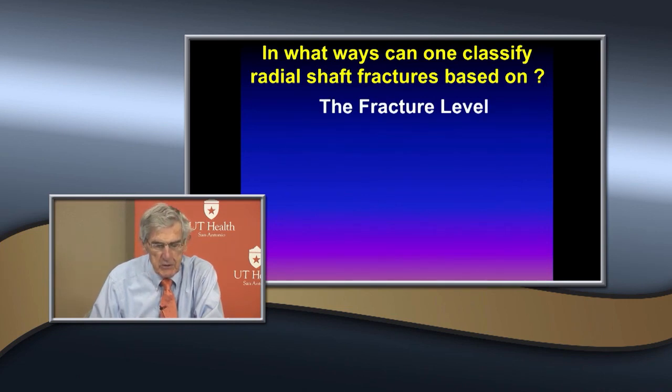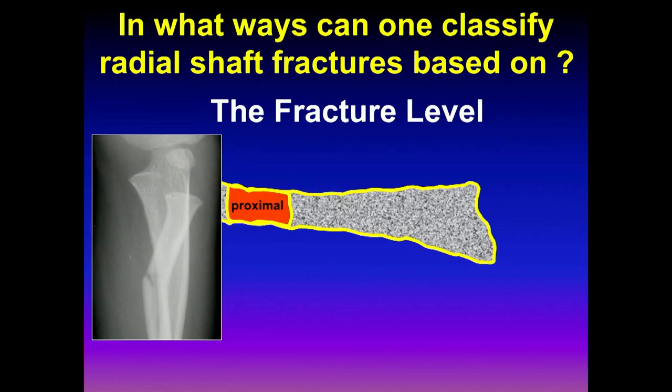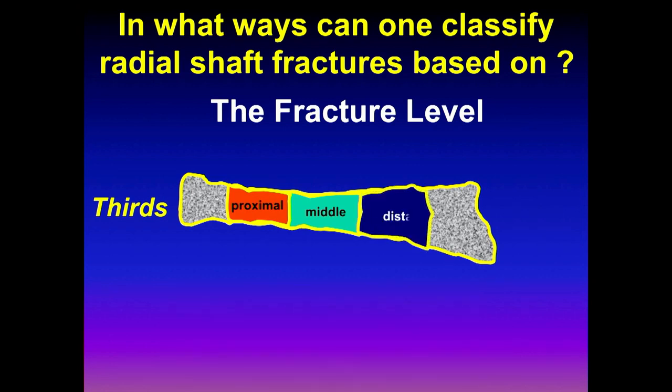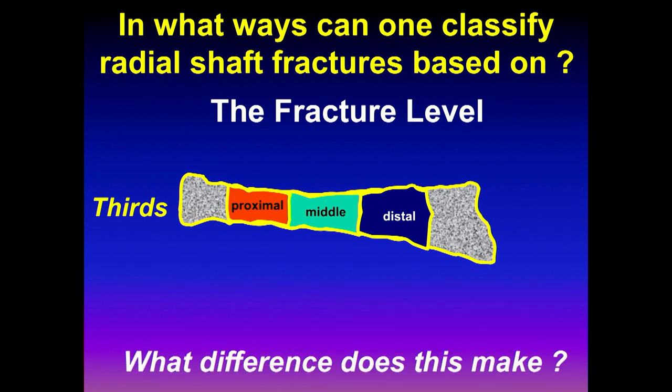We look at the fracture level. And if you look, if it's in the proximal third, again, you have this one that's involved by the supinator and the biceps and have this type of deformity that you have to deal with, plus rotation. If it's in the middle, it's usually just a transverse fracture, and you're mostly dealing with shortening. And if it's in the distal one, as we talked, you'll have angulation like this that can occur. So, what difference does this make?